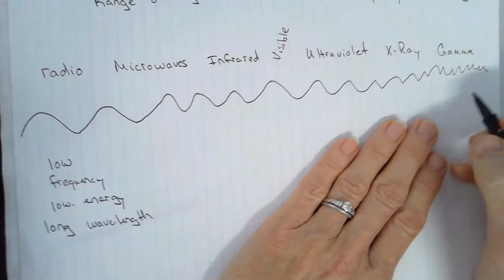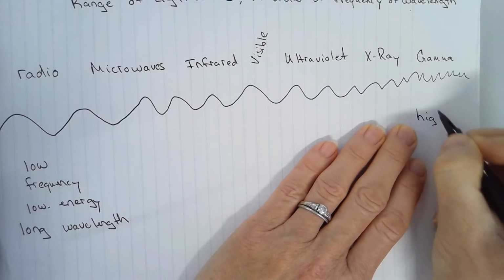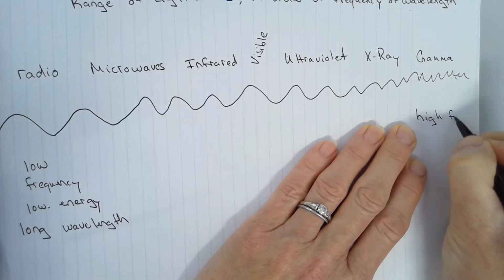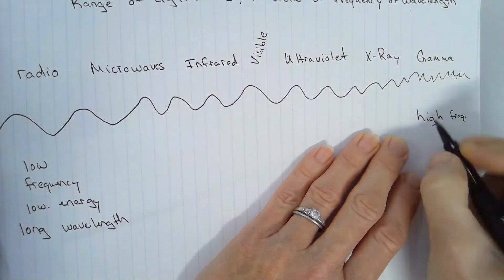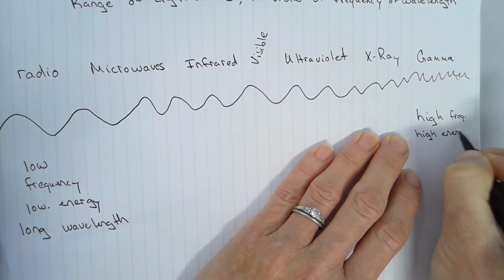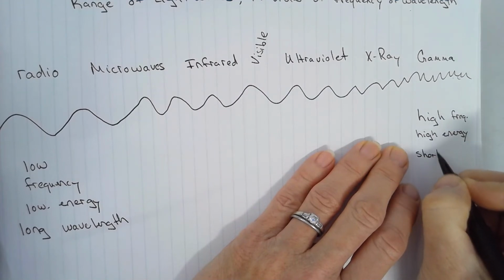Gamma, I have high frequency. The wavelengths occur more. High frequency, I'm going to have to abbreviate. I have high energy. And I have a short wavelength.